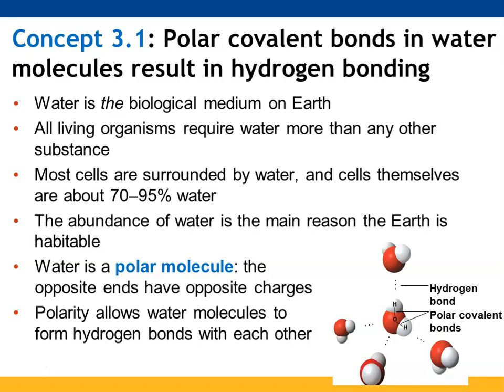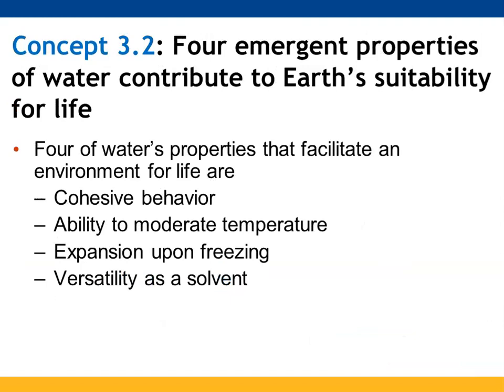Water molecules, because of their polar covalent bonds, are able to hydrogen bond with one another, and that also is going to play a pretty critical role in some of the characteristics that we're going to look at with water in this chapter. So 4 emergent properties that we're going to focus on: its cohesiveness, its ability to moderate temperatures, that it can expand when it's freezing, and how it's able to function as a solvent for so many different types of substances.